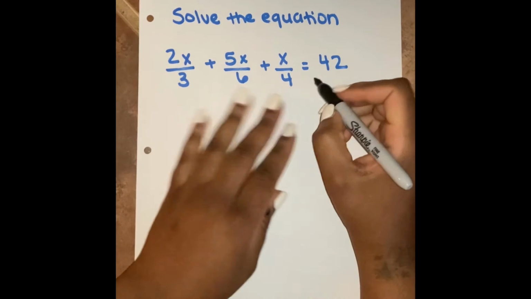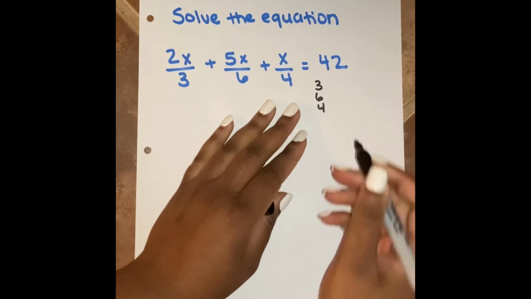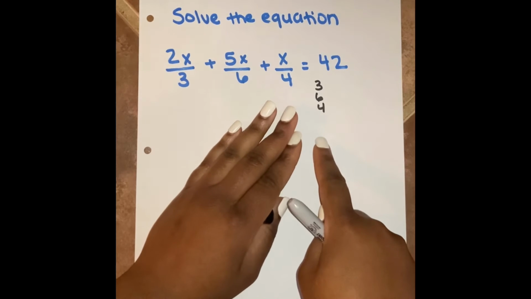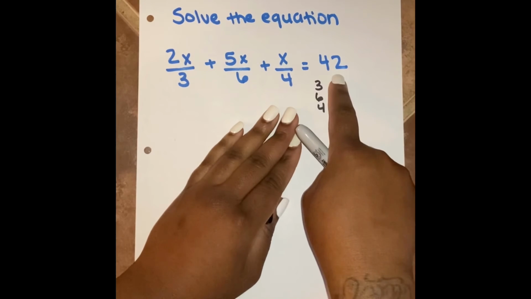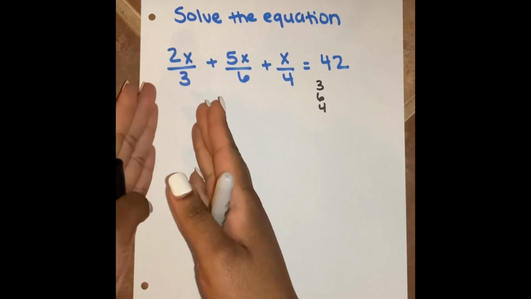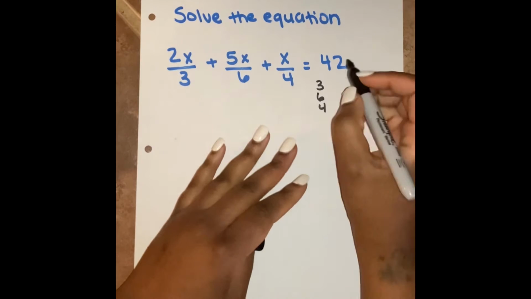So in our denominators, we have 3, 6, and 4. We're not going to put 42 in to find the LCD because we have to multiply the LCD also by 42 because it is a term. So what we multiply by one term when we have our LCD, we multiply by each term.